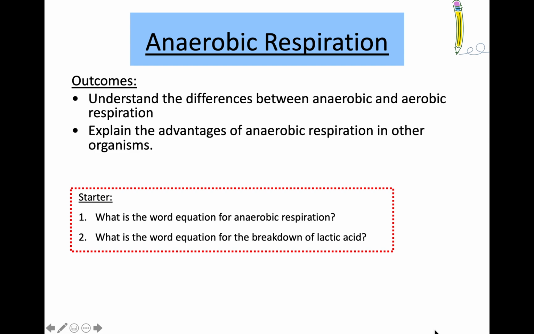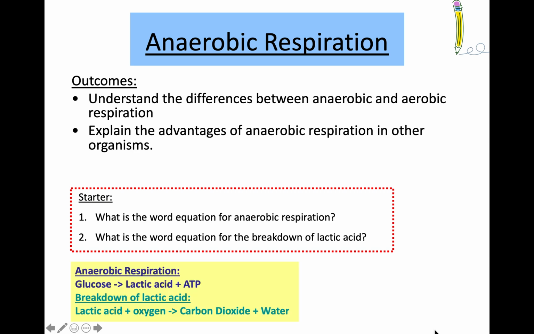Please, if you haven't, open that link, complete all the questions on aerobic respiration, and afterwards check the answers to ensure you have understood it correctly. Okay, so today's lesson we're looking at differences between anaerobic and aerobic respiration. Then we are going to hopefully explain the advantages of anaerobic respiration in other organisms.